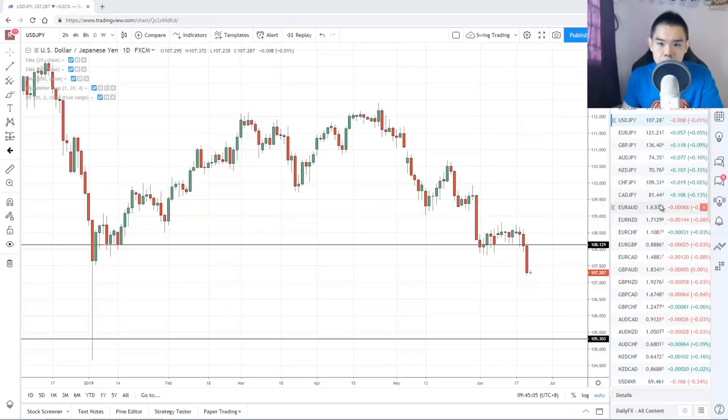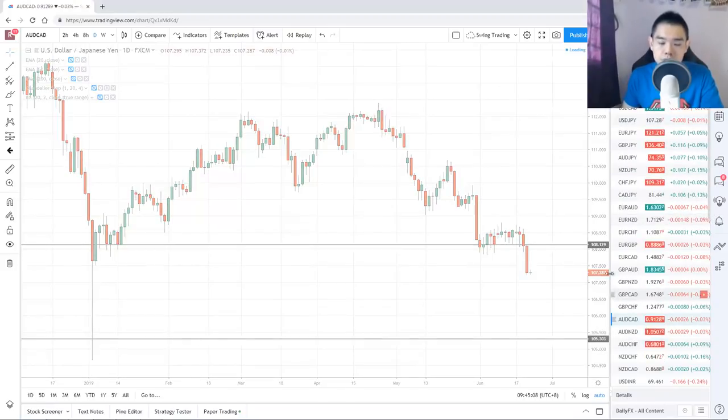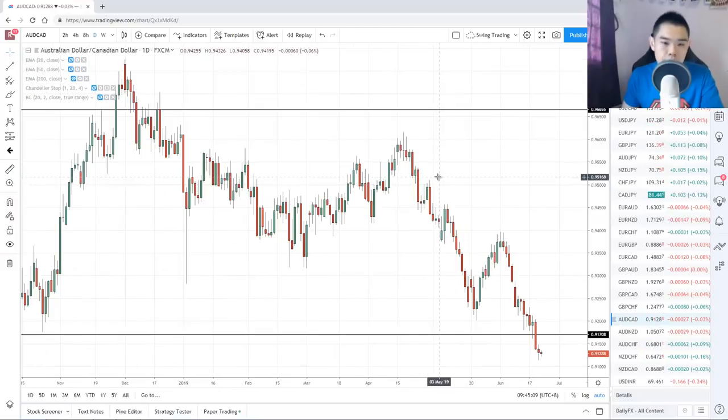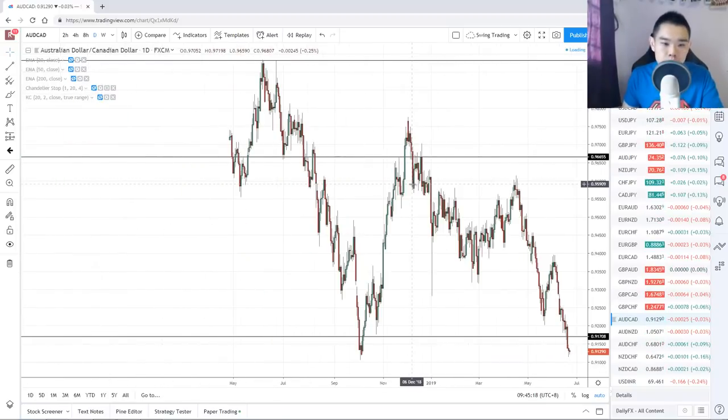Another market that I want to share with you is Aussie Canadian. Again, just zoom out of your chart. Whenever you look at a chart and you ask yourself, man, what should I be doing? Buying, selling, or stay out? If you're not clear, zoom out. You will see the big picture.